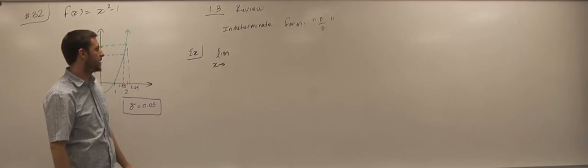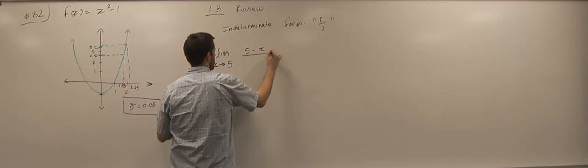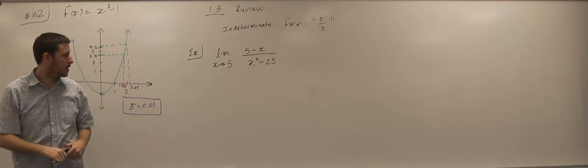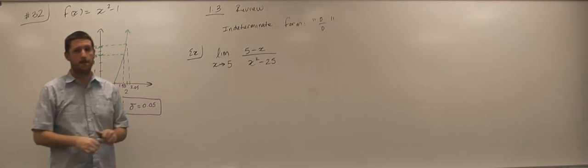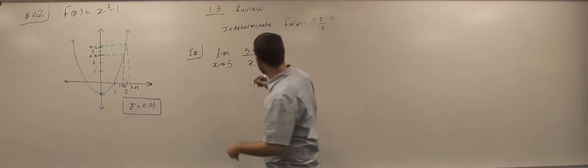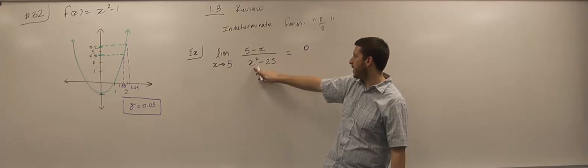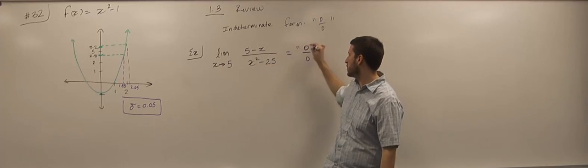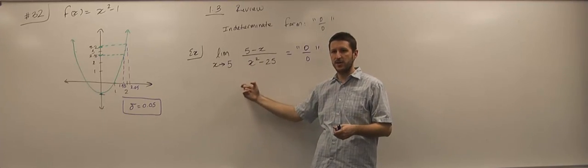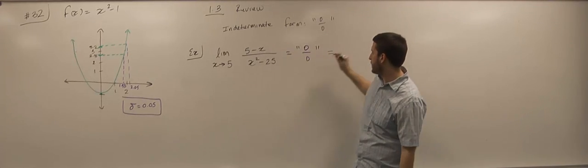For example, if I give you something like the limit as x goes to 5 of 5 minus x over x squared minus 25, how would you deal with that? First of all, if you plug in 5, you see that you get this indeterminate form. The top becomes 0, and 5 squared is 25, so the bottom also becomes 0. So one of our tricks, one of our methods to help simplify this is to factor. So one thing you can do with 0 over 0 is factor.